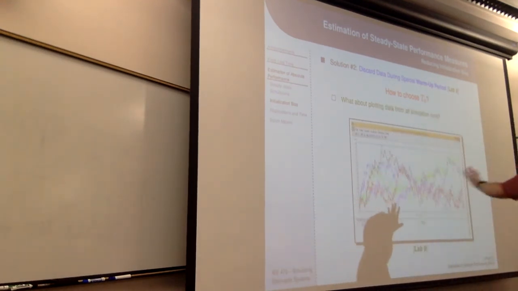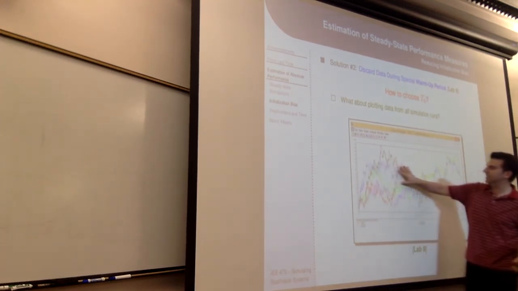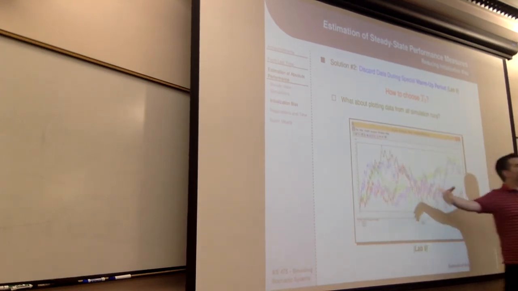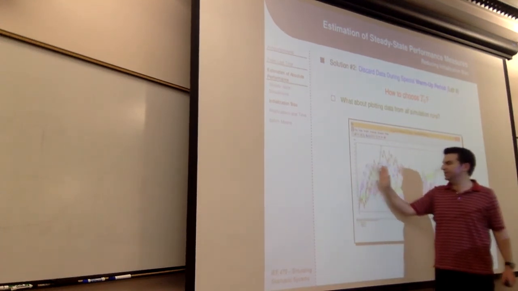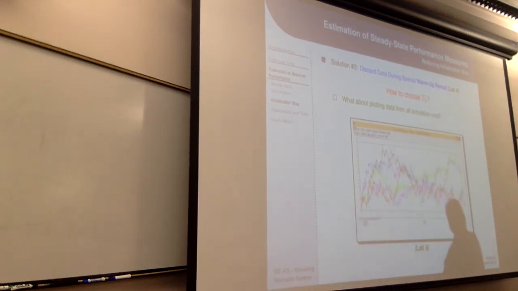And when you start looking at them all together, you start seeing kind of trends. Like, I see this kind of general arc here, and then all of this is noisy, but it looks basically the same. So looking at all 5 of them together gives me the impression that actually maybe this is the transient period. So how do I make this analysis a little more rigorous?